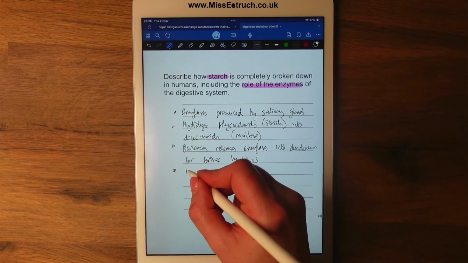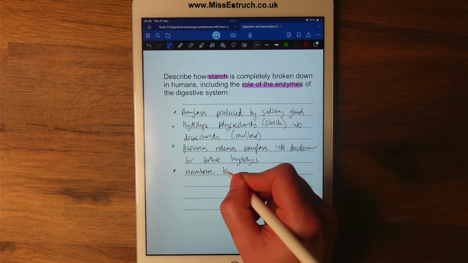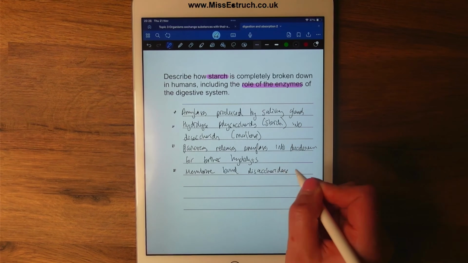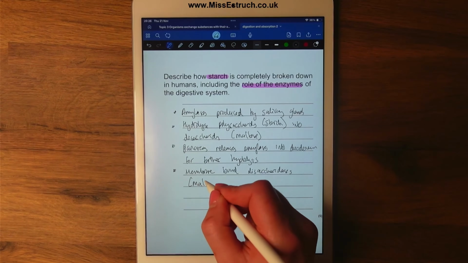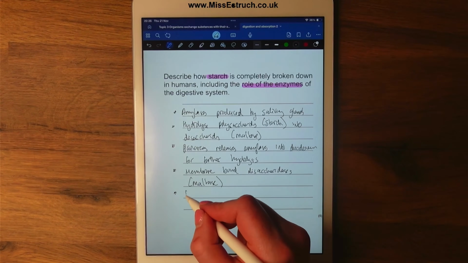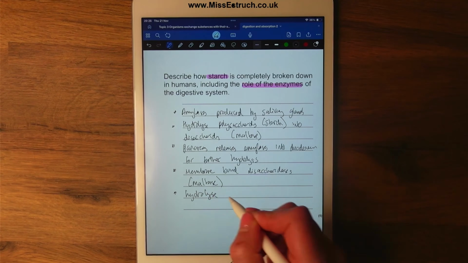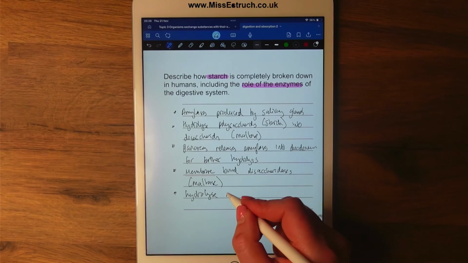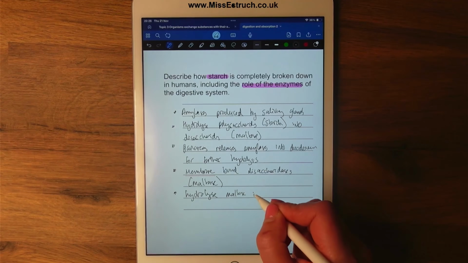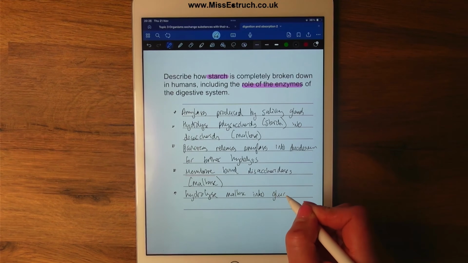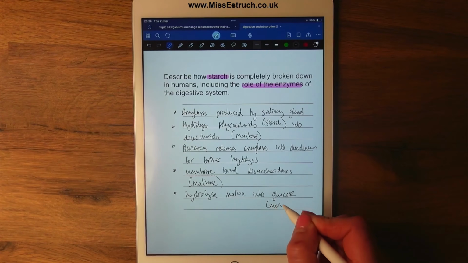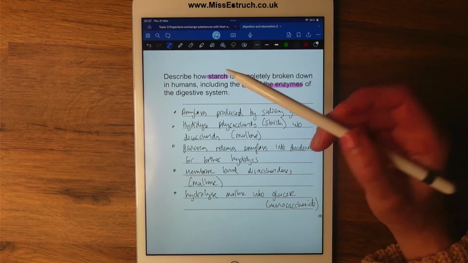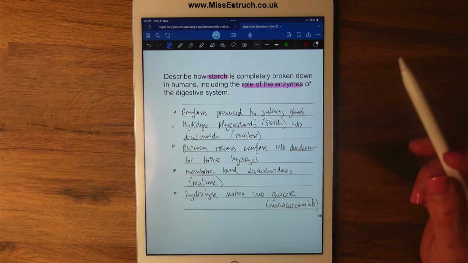Then I'm going to say membrane-bound disaccharidases, for example, maltase, and that will hydrolyze maltose into glucose, which is a monosaccharide. Right, we've got 1, 2, 3, 4, 5. I think that covers everything.